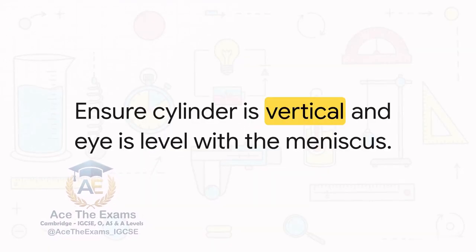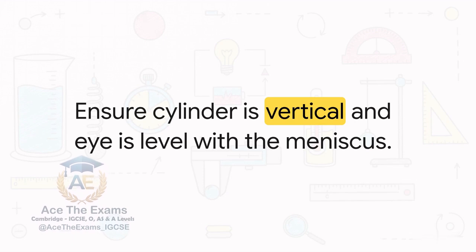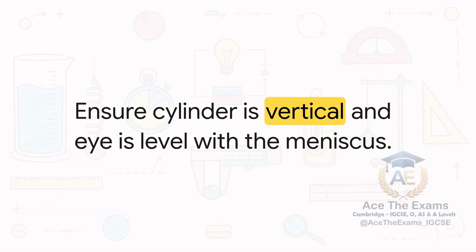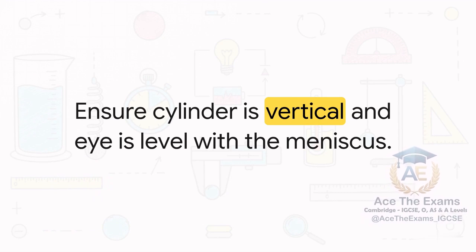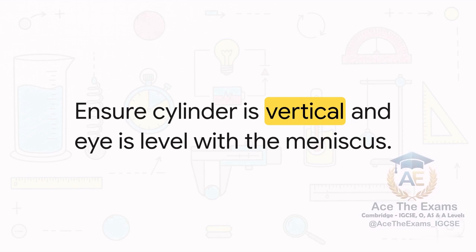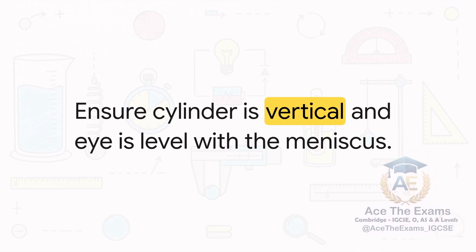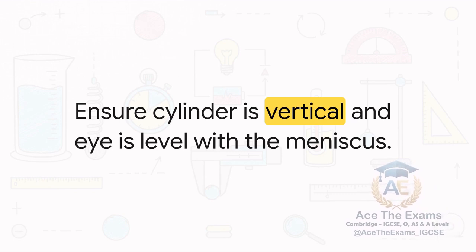The examiner also really wants to see that you know how to physically position yourself in the lab. You need to explicitly write down that you ensure the measuring cylinder is perfectly vertical, and most importantly, that your eye is exactly level with the meniscus. Using this specific phrasing proves you know exactly how to prevent parallax errors, which locks in those method marks.